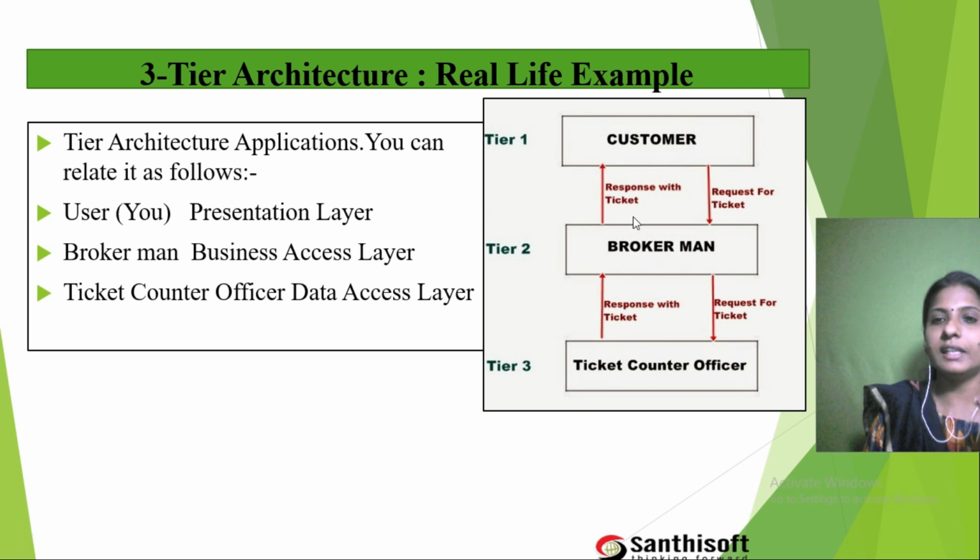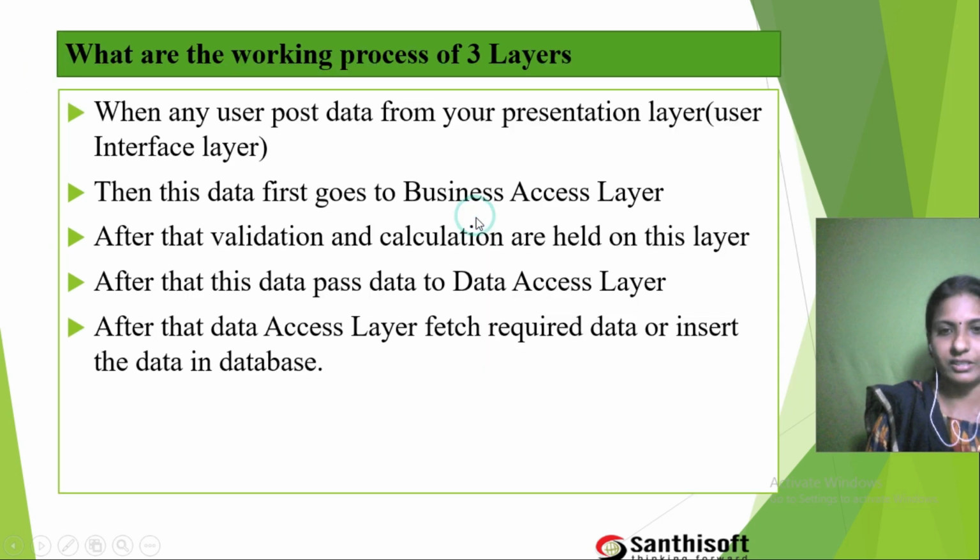The customer directly communicates, that means the presentation tier or presentation layer directly communicates to the business access layer. The business access layer directly communicates to the data access layer. Here we used a broker, he is a mediator. See, in two-tier architecture there is no mediator, but in three-tier one mediator is there. That means the customer can't directly communicate to the data tier or database. Here we use a mediator in three-tier architecture.